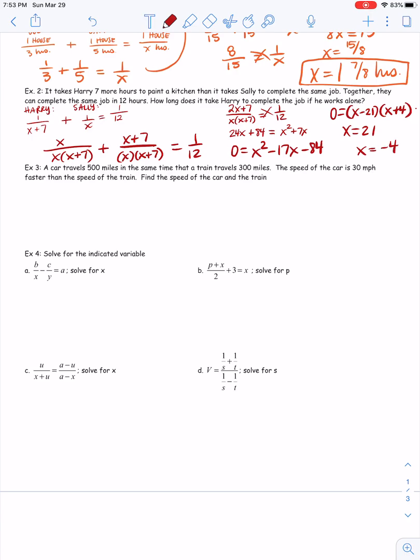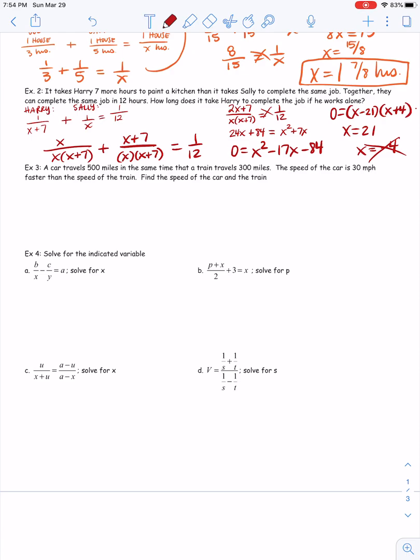Well, if x is representing the amount of hours it takes Sally to paint the kitchen, then can x equal a negative number? No, x cannot be negative 4. X has to be 21, okay? And that makes sense. If it takes her 21 hours, it would take him 28 hours. Together, it would take them 12 hours, about half their time working together. So that makes sense. And that's really good to think about when you're answering these questions: does my answer make sense? Realistically, does it make sense?